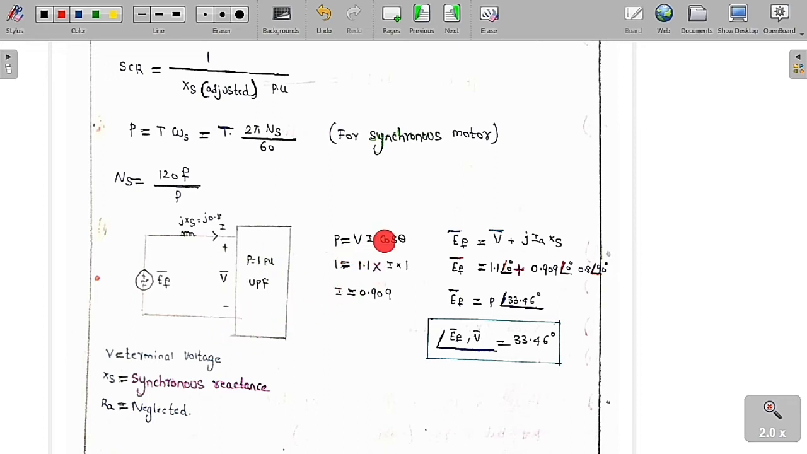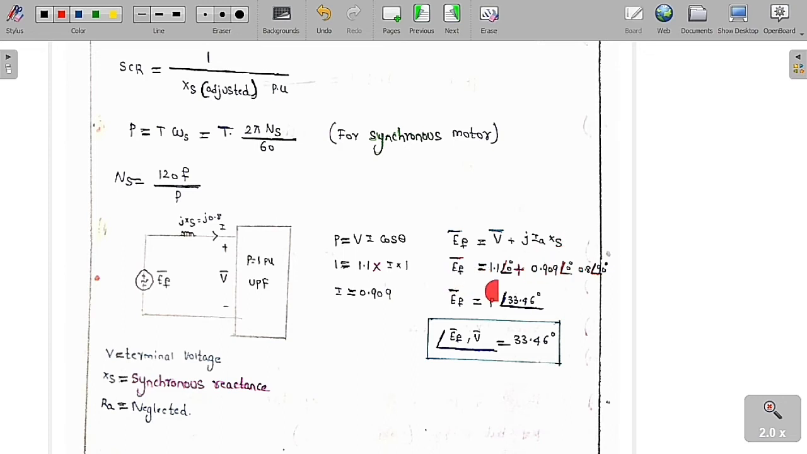So P is equal to VI into cos theta. In the question they are asking P is equal to 1, and the voltage V is given as 1.1, and the power factor of the load is 1. The current I we need to figure out. So if you solve this one, we are going to get current equal to 0.909. And I already told you the vector equation, EF bar is equal to V bar plus IA into jXS.